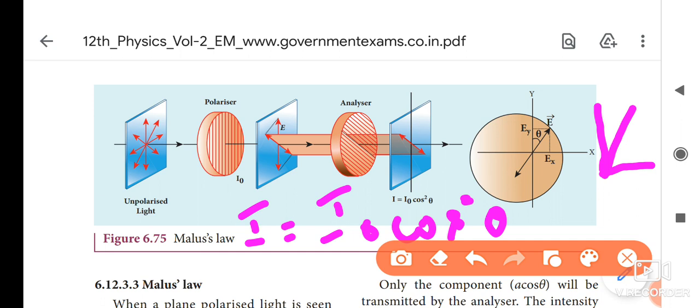Okay, here I said this analyzer is tilted to 90 degree, which means it is resolved into two components. One is the horizontal component and the other one is the vertical component.